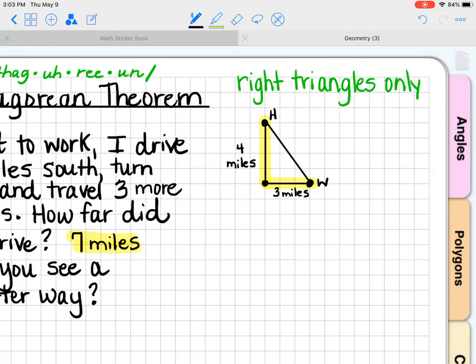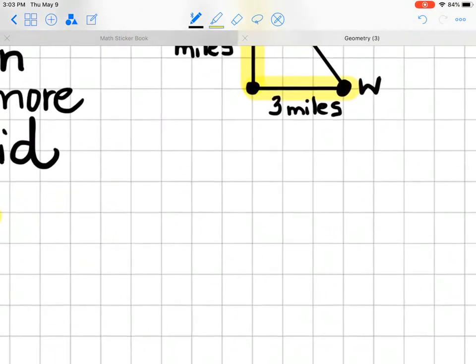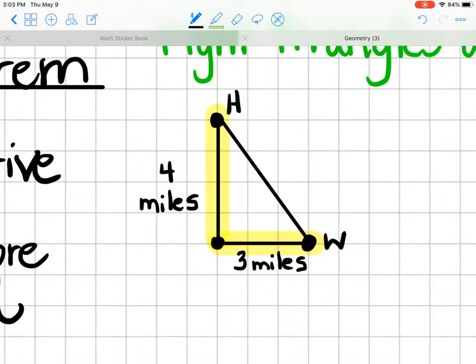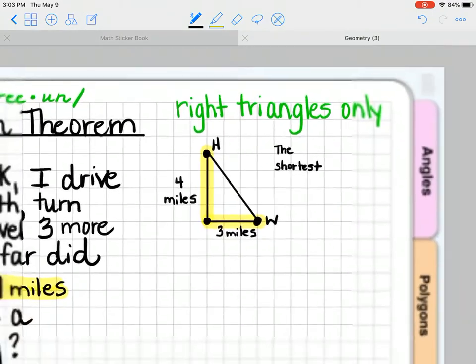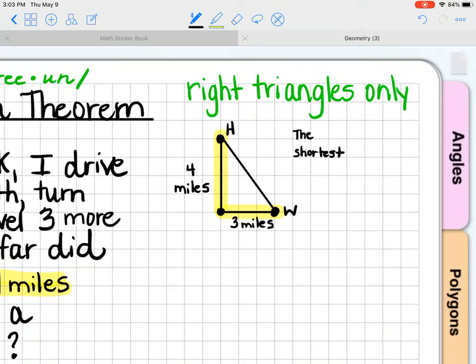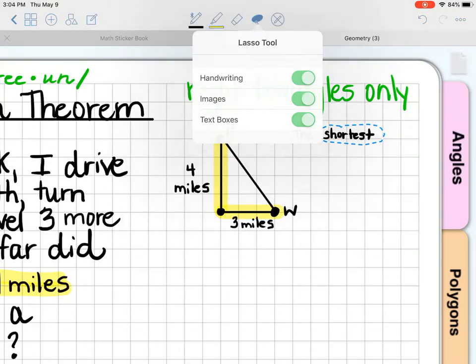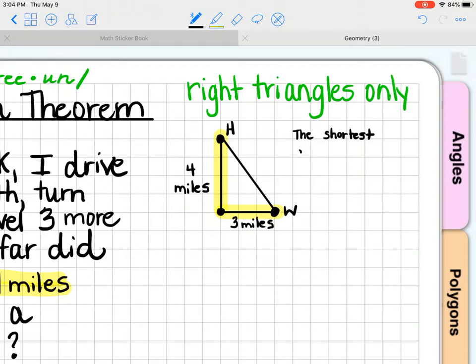And that's what Pythagoras observed. He observed this fact. The shortest distance between 2 points is always a straight line.